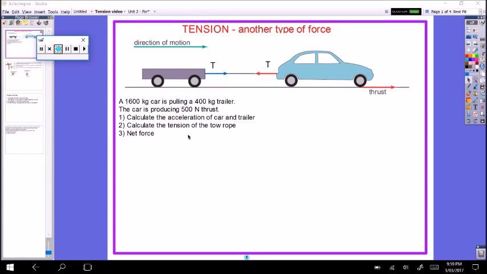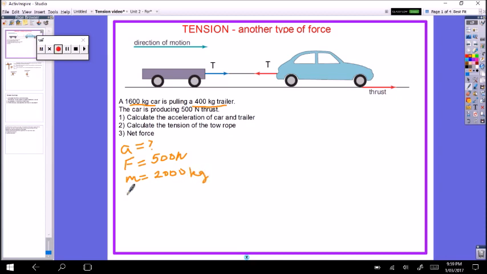So let's do the first part. We don't know what acceleration is, but we do know that the thrust force is 500 newtons, and that the mass, so we're doing the acceleration of the car, is 2,000 in total. So that is the 1600 kilogram car plus the 400 kilogram trailer. So for the whole system, the mass is 2,000 kilograms.